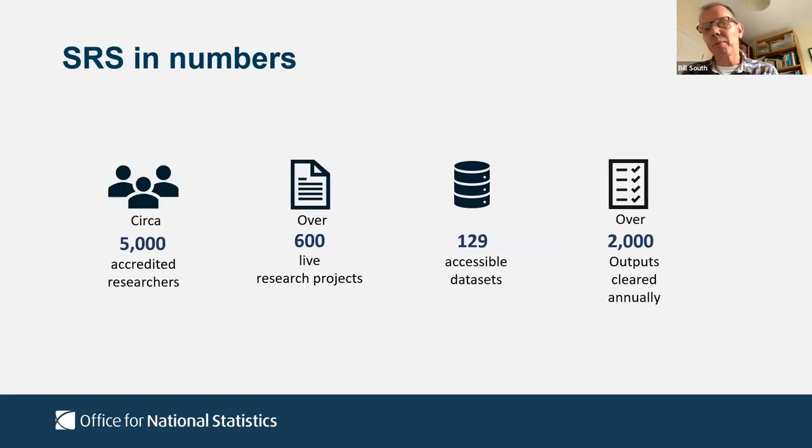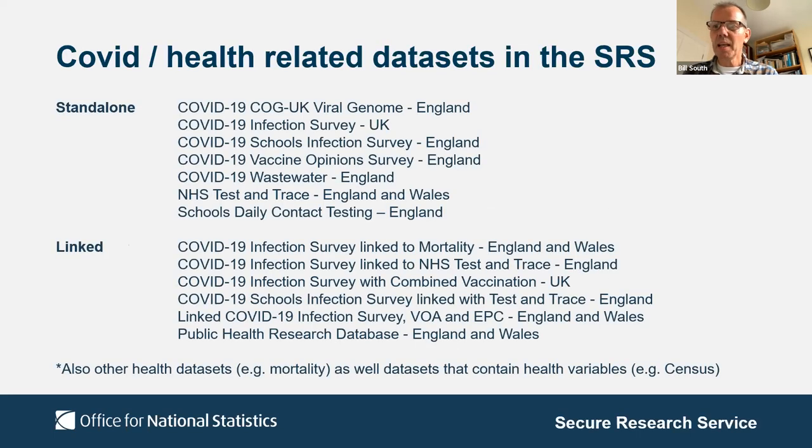SRS in numbers: we've got about 5,000 accredited researchers, over 600 live projects. I submitted these slides a few weeks ago, and we're now up to 131 datasets that are available to accredited researchers to apply for. And just to give a scale of the kind of operation, we're clearing about 2,000 output requests every year. Next slide, I think, is around the data. Okay, so this slide is just on the COVID and health-related datasets in the SRS. Clearly, over the last couple of years, there's been quite a massive increase in the amount of COVID-related datasets. Some of them are standalone, which is fairly self-explanatory, and others where we've linked datasets together to enable enhanced research insight. So they're listed there.